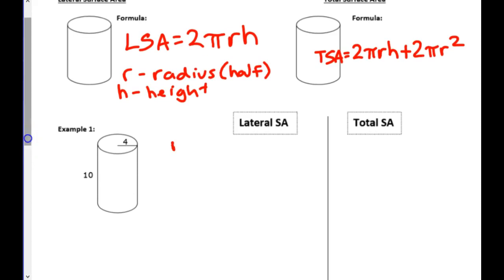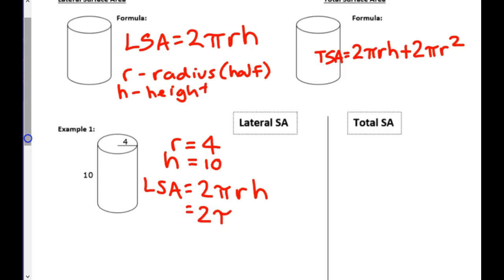So, let's try this. Example 1. What is my radius? 4. Easy. What is my height? Of the whole cylinder on the side there, it's 10. Now that's all I need to find everything. Okay? Let's write it out. LSA, lateral surface area, is 2 pi rh. Now I'm going to use parentheses so I know I'm multiplying this all, right? So it's really going to be 2 times pi times 4 times 10. So in your calculator, you can just type 2 times pi times 4 times 10.